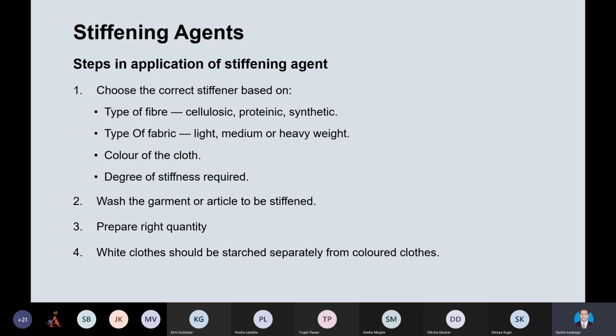Now, the next care we have to take whenever we are going to apply it: we have to apply the white or pastel color garments separately and the colored garments, that is medium or dark color, separately, so that there should not be any staining. Sometimes when you are applying the starch to dark color garments, the color may bleed, and that will cause staining on our white garments. To avoid this, we have to carry out the application separately, white garments separately as well as colored garments separately.